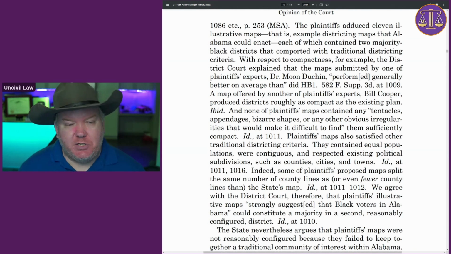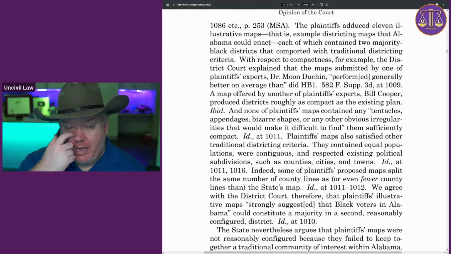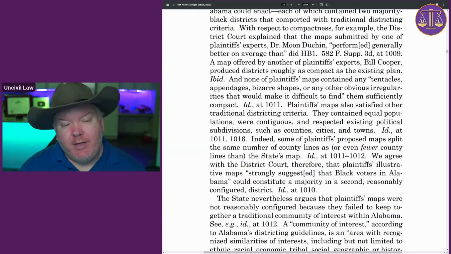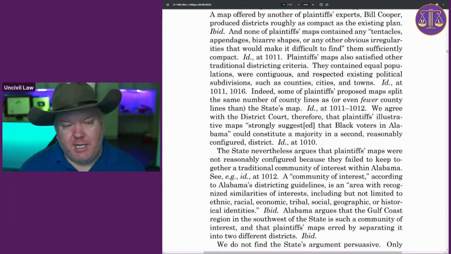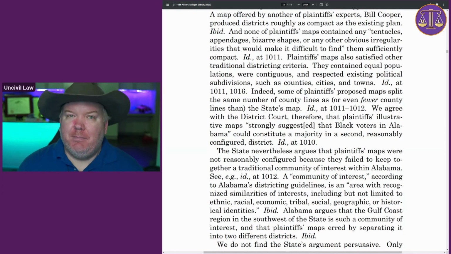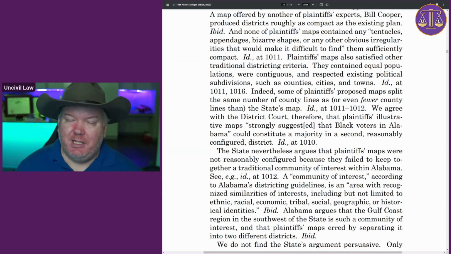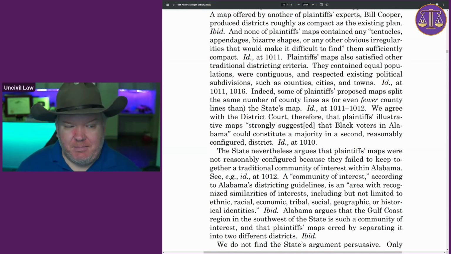With respect to compactness, for example, the district court explained the map submitted by one of the experts performed generally better on average than did the state law. A map offered by another expert produced districts roughly as compact as the existing plan, and none of the maps contain any tentacles, appendages, bizarre shapes, or any other irregularities that would make it difficult to find them sufficiently compact. Plaintiff's maps also satisfy other traditional criteria. They contain equal populations. That's good. They're contiguous. Very good. And they respect existing political subdivisions such as counties, cities, and towns. Some people like that kind of thing. So they will tend to try to draw lines to respect other existing political boundaries where possible. So that is something legislatures often do.